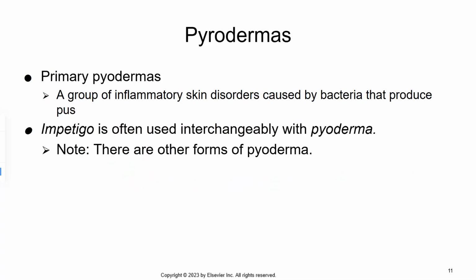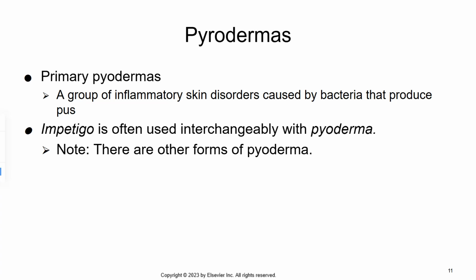Pyodermas. Primary pyodermas are a group of inflammatory skin disorders caused by bacteria that produce pus. Now, bacteria don't produce pus. The presence of bacteria causes neutrophils to come to the area, and the neutrophils and dead bacteria is what pus is. So if you were to take a swab of pus and put it on a slide and look at it underneath the microscope, you would see a whole bunch of those neutrophils, and sometimes you'd be able to see bacteria inside of those neutrophils.